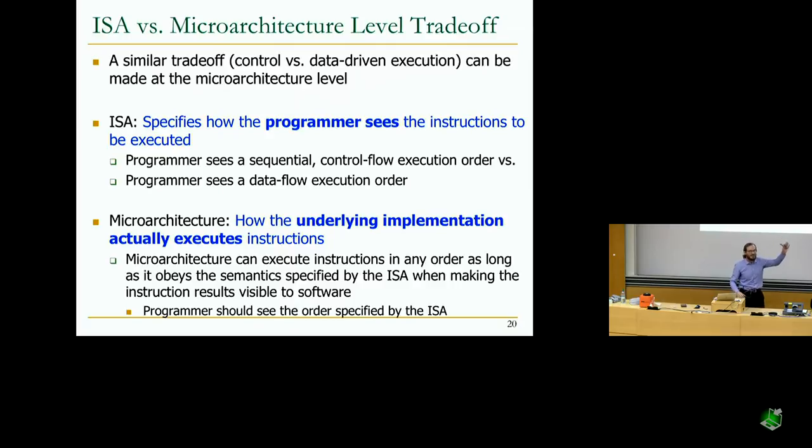The ISA can say you're von Neumann. You need to execute instructions sequentially. The hardware designer can say, no, I'm not going to do that because that's very low performance. I'm going to execute instructions in parallel, like in the data flow order. But when I'm going to report the results back to the programmer, I'm going to report them as the ISA specifies it, in program order. So that's the key over here. That way you can actually make a lot of trade-offs at the lower level without making the programmer go crazy, right? So that's the idea. Basically, a lot of microarchitectures today operate that way.